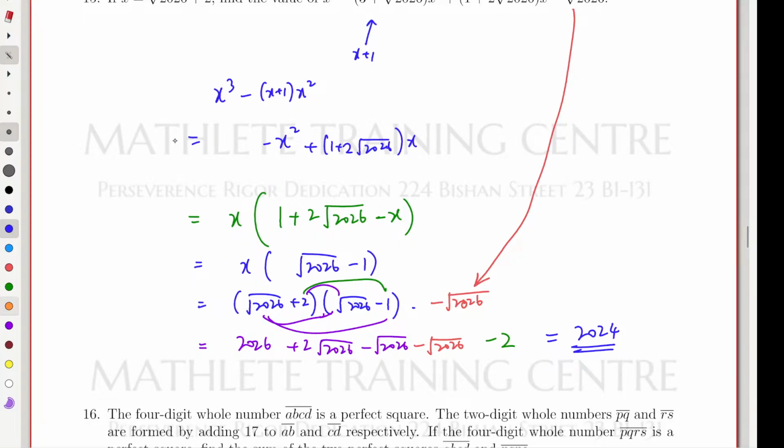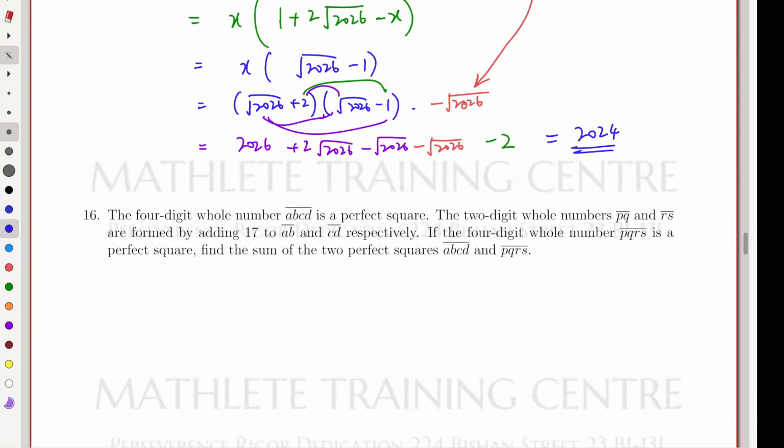Now, of course, you could have also chosen to do the other way where you just set this in terms of x, but that will be roughly the same length of your solution as well. Okay, let's move on to question number 16.